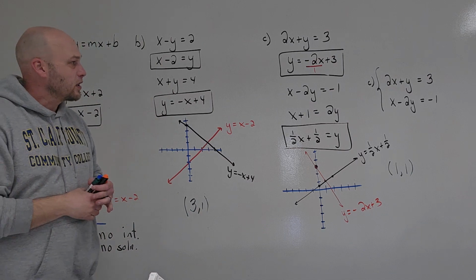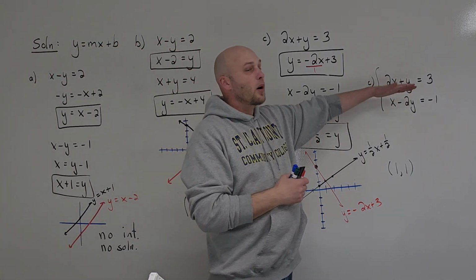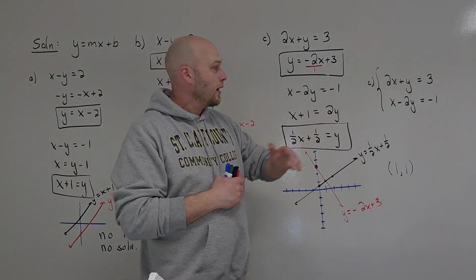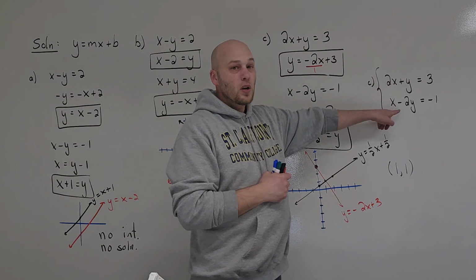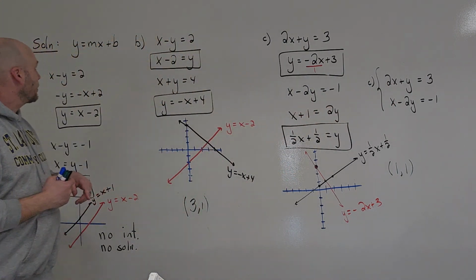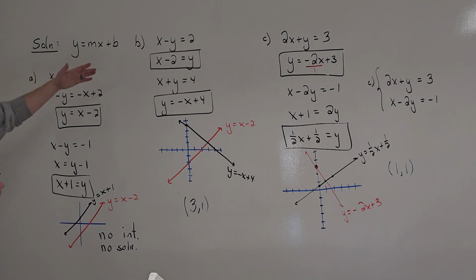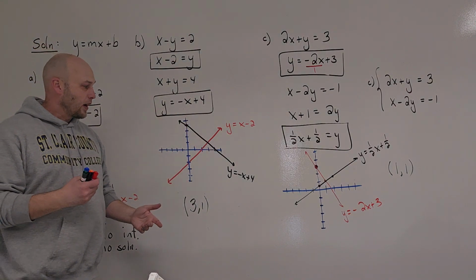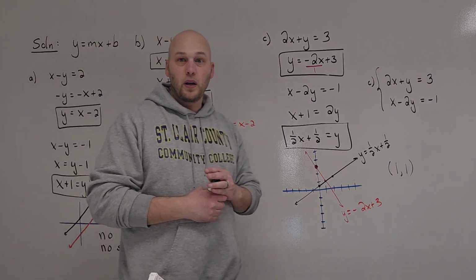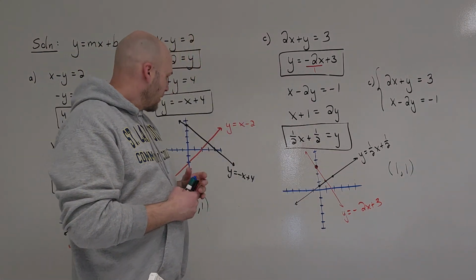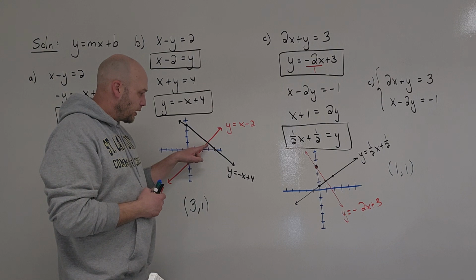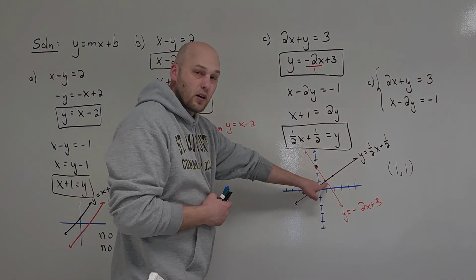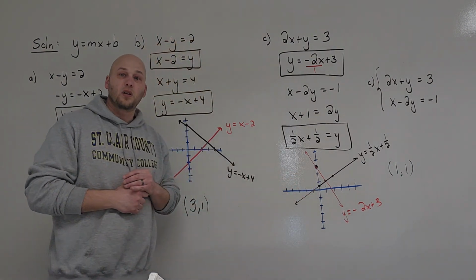If I want to solve a system of equations by graphing, I'm going to take each of these equations, put it in the form y equals mx plus b, graph the pair of lines, so graph each line independently, and then I'll see if there's an intersection point. If there's an intersection point, then that point, the intersection point, would be the solution to the system.